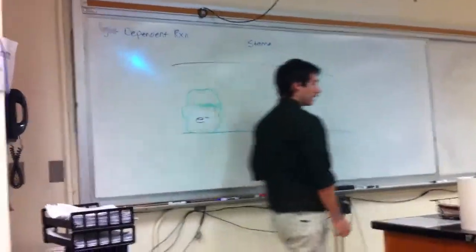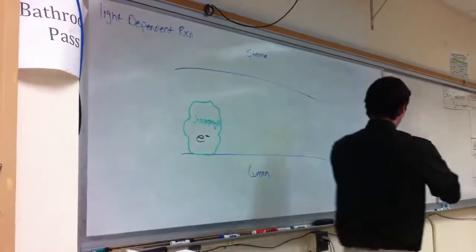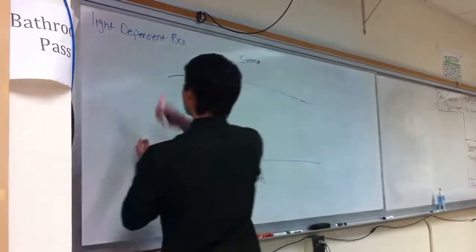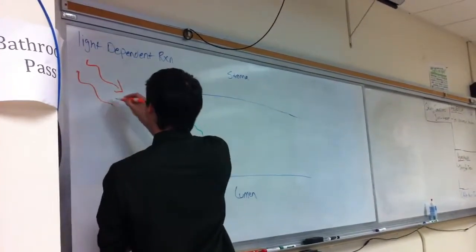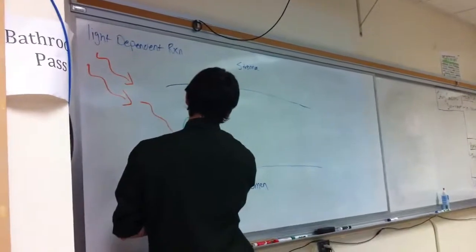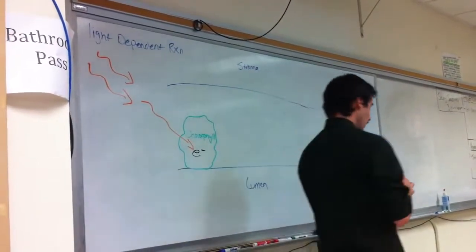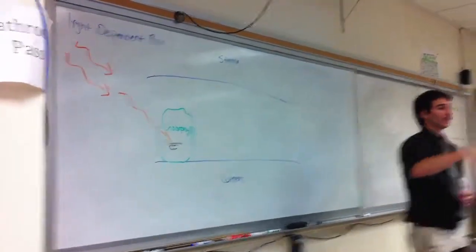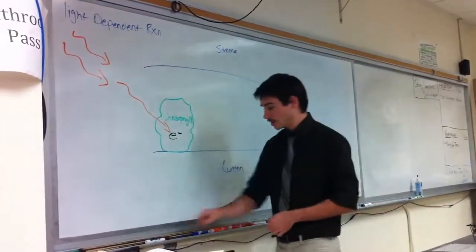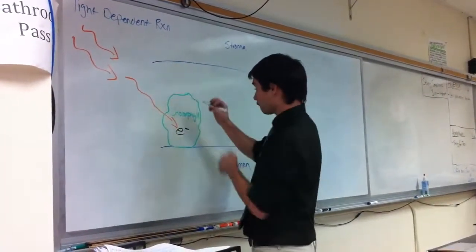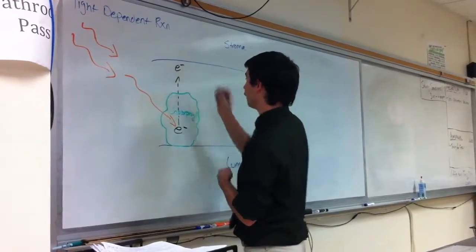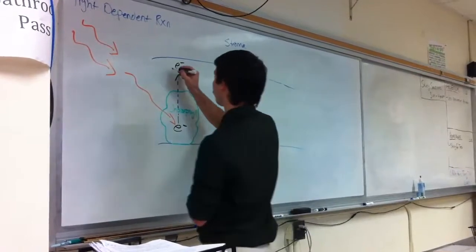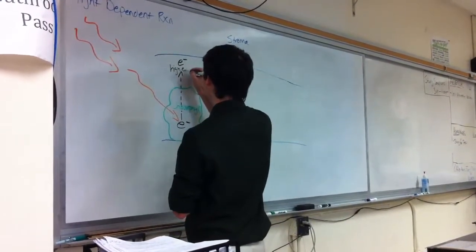Now, initially, I'll use orange for some photons here. From the sun we get photons coming in. These photons are making their way in, one of which will strike our electron. The energy from the photon is transferred to the electron, and the electron goes up in energy. Now we have an electron that is high energy, so I'm going to write that here: high energy.